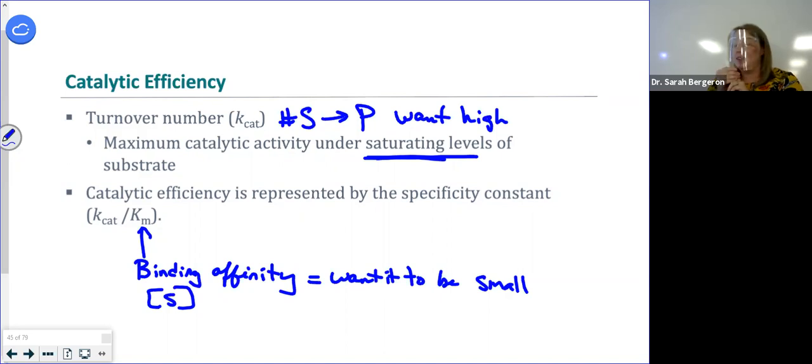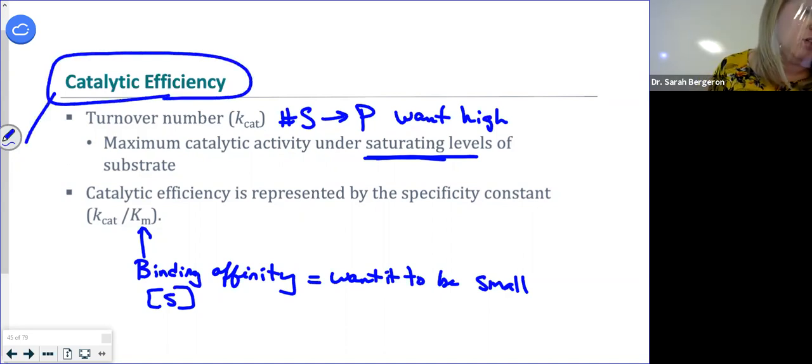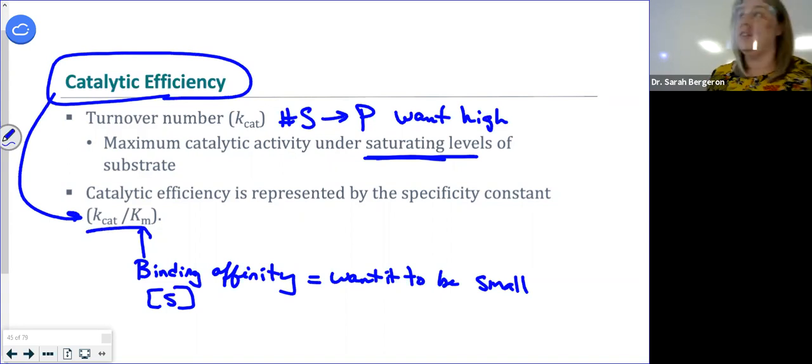Yeah? So the higher the binding affinity, the more substrate it requires. So from those two things, we determine catalytic efficiency. So catalytic efficiency is called K cat, which is our turnover number, divided by our Km, which is our Michaelis-Menten constant. And that's going to be unique for every enzyme substrate pair. Yeah?